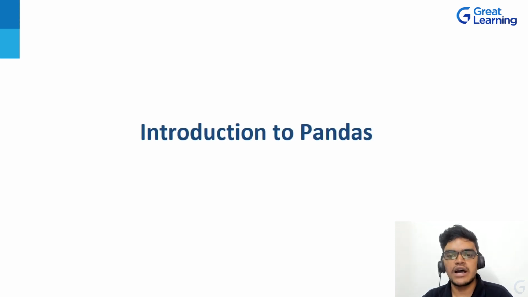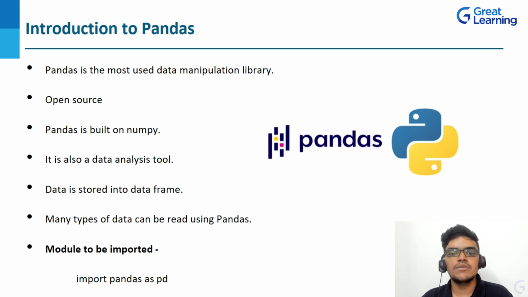So now let's start with Pandas. Pandas is the most used data manipulation library. Let's take an example to understand it in a better way. Suppose you have a data set and you want to visualize that particular data set, or get key insights from it, then you can use Pandas. Also, you can manipulate the data. Next, Pandas is open source, so it's freely available. You just have to import the module, import pandas as pd, and you can use the Pandas library. Moving next, Pandas is built on top of NumPy because it gives high performance.